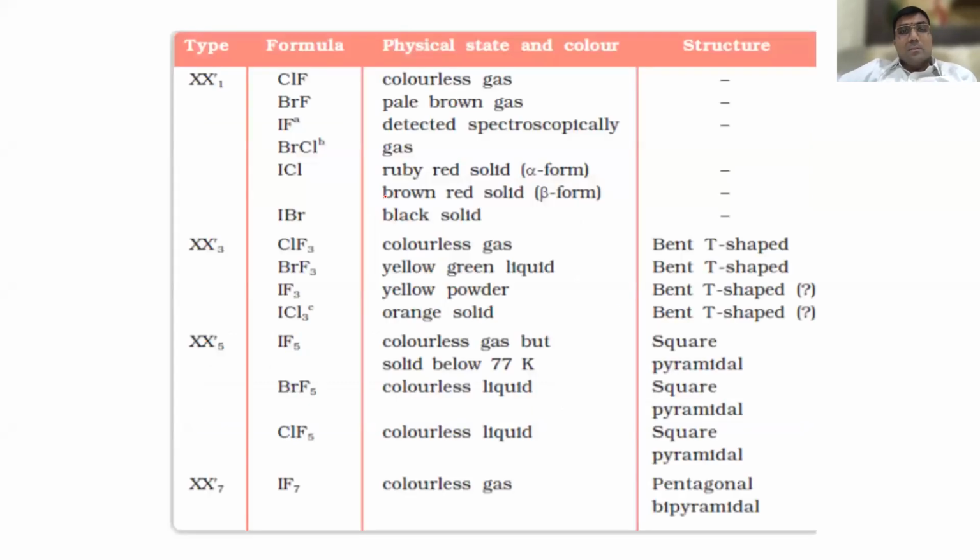So let us learn these structures. This is the NCERT slide. You find all these compounds in the NCERT text in halogen chemistry. They have given the physical state and color, and particularly the shapes, that means the hybridizations associated with them. So what is asked in the competitive examination? ClF3, BrF3, ICl3, IF5, BrF5, IF7 are asked in the competitive examination so far.